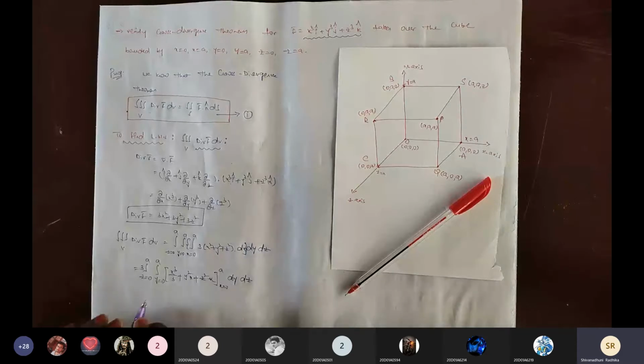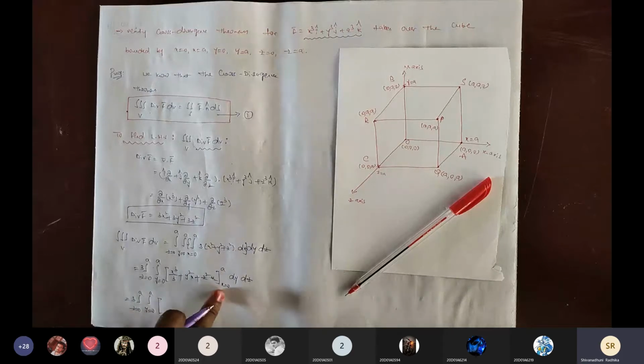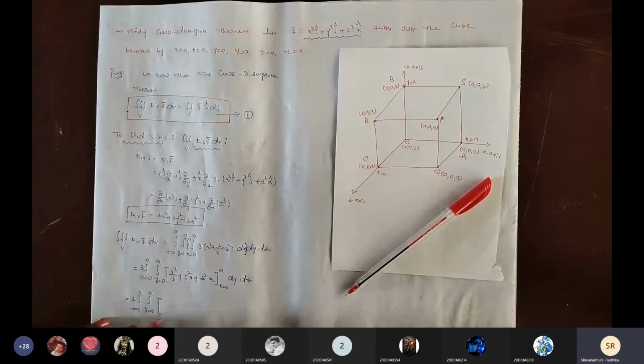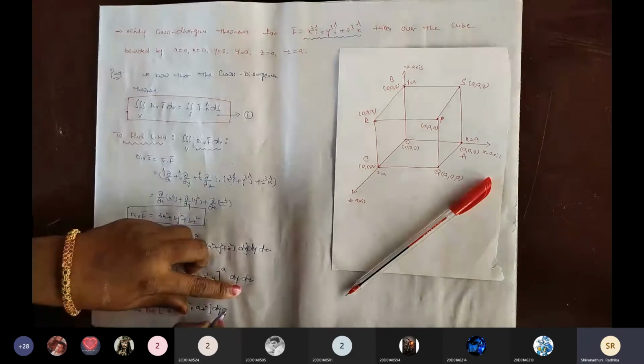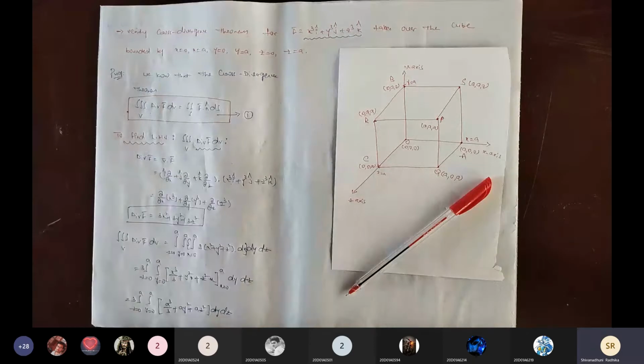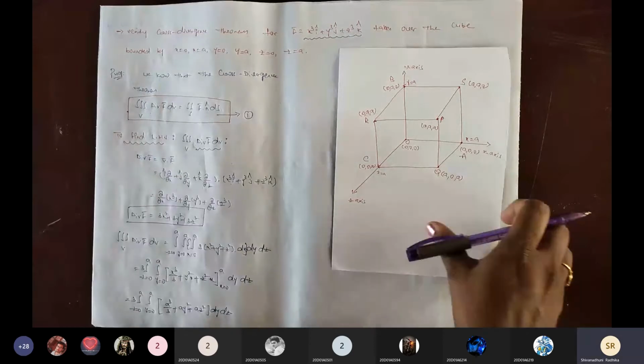Then, after substituting the upper limit here, 3 into integration z equals 0 to a and y equals 0 to a, substitute the upper limit here. Anyway, the lower limit is 0, there is no issue here. X equals a, just substitute a cube by 3 plus a y square plus a z square, into dy dz.